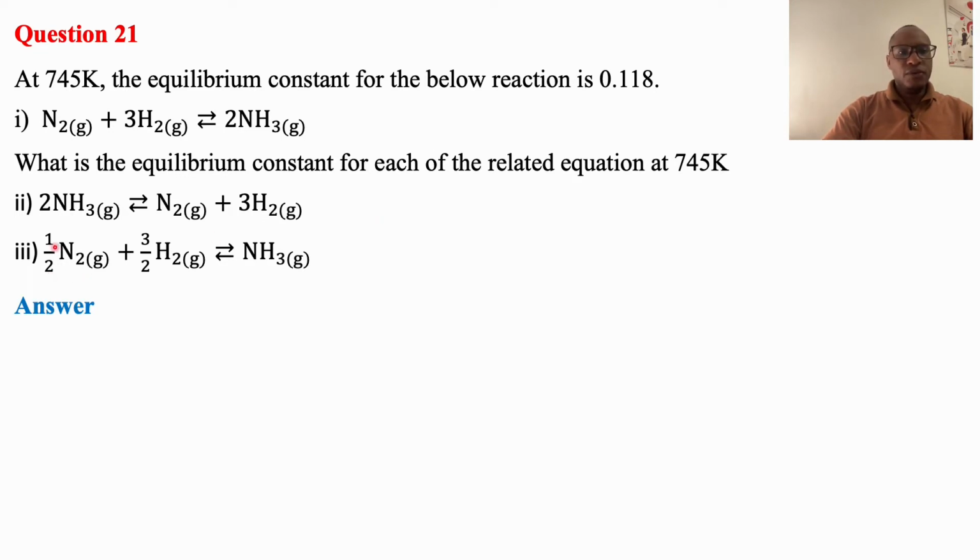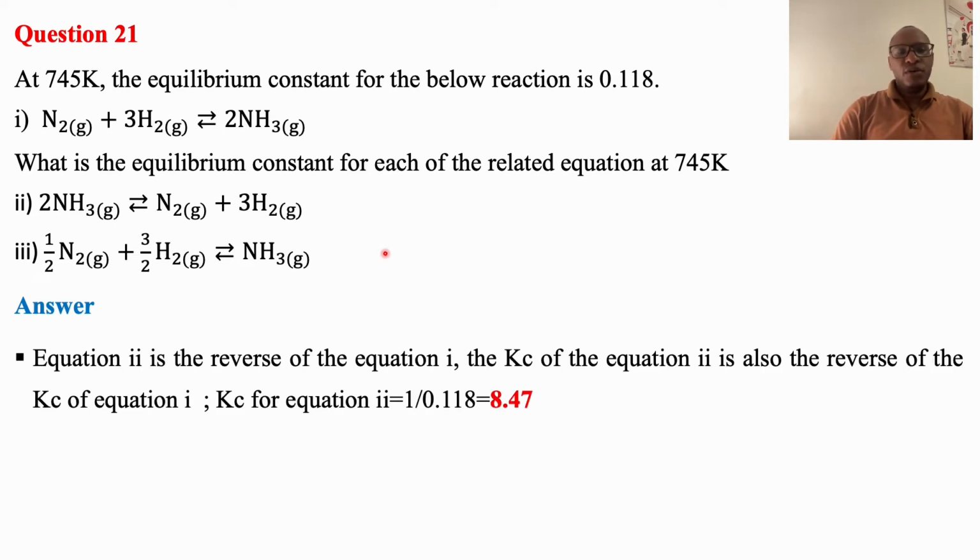Here also, they have divided by 2, here divided by 2, and here also divided by 2. So dividing by 2, we do the square root, or we can do power 1 over 2. So here we invert the Kc because they have reversed, and then we do the square root, or we take 0.118 to the power 1 over 2.